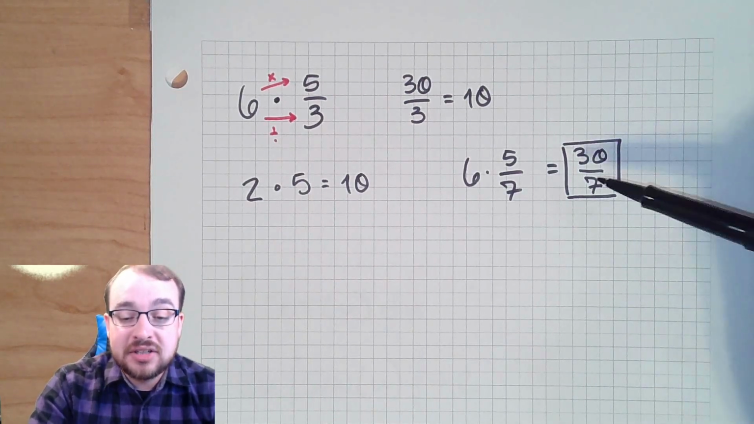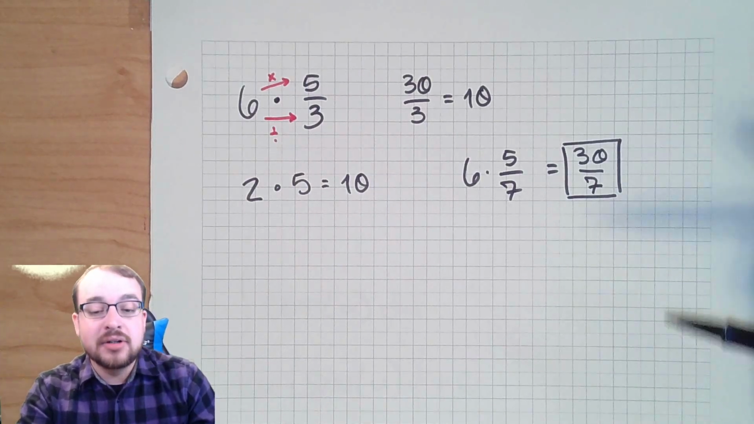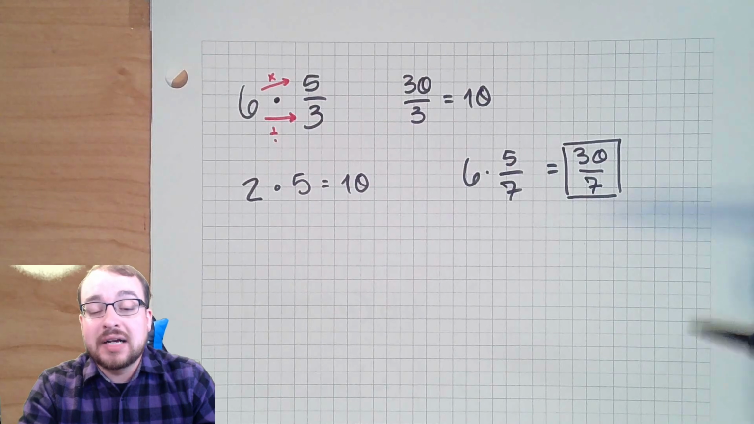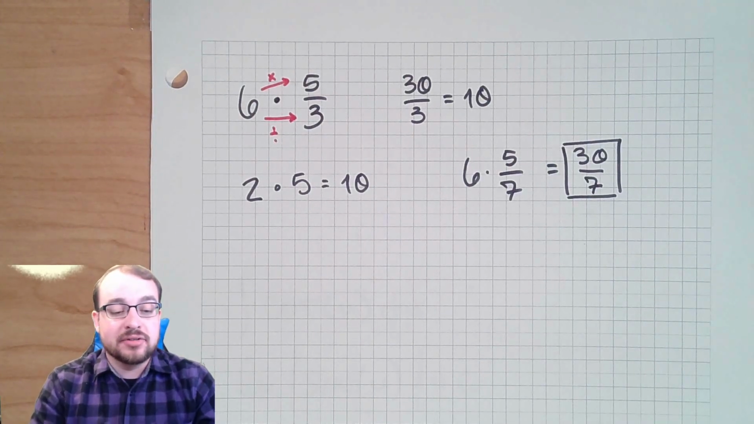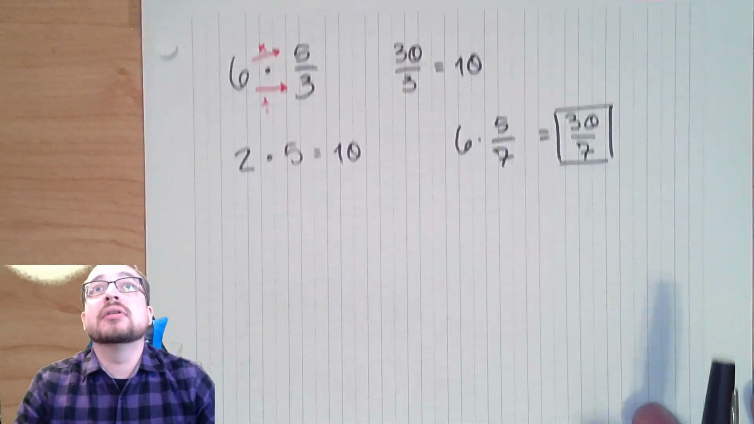Fractions are division for lazy people. So if you're too lazy to divide 30 by 7, like I am, and get a decimal that you might have to round, instead what you can do is just leave it in a fraction, and it's perfectly acceptable. In fact, it's an exact answer. It is a better answer. Higher level math, we prefer improper fractions over decimals.